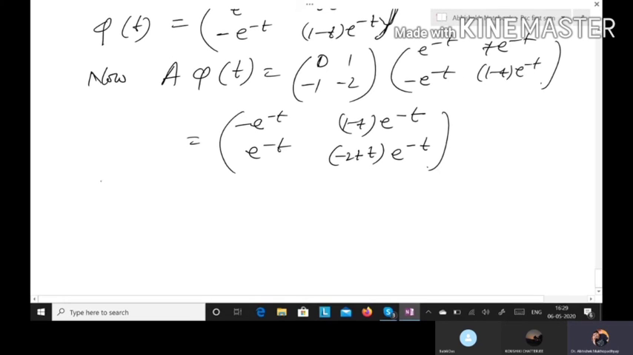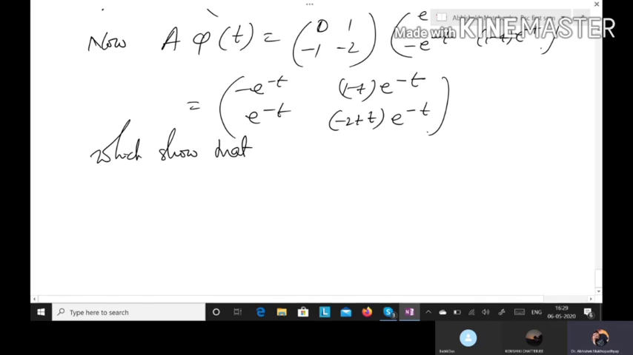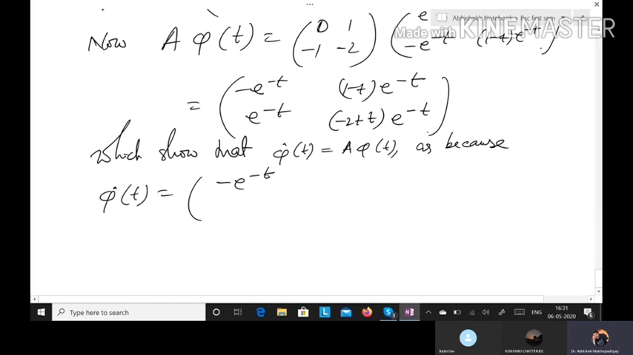And this shows that phi dot t equals A phi t, because if we would like to calculate the derivative of phi t, we will find that phi dot t will be minus e to the power minus t, e to the power minus t, 1 minus t e to the power minus t, minus 2 plus t e to the power minus t.